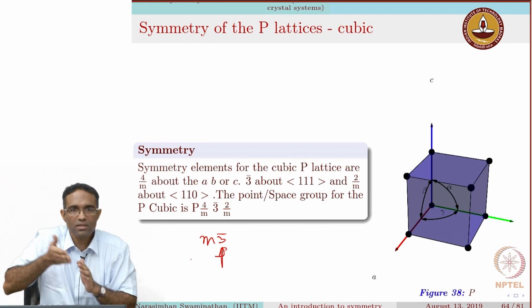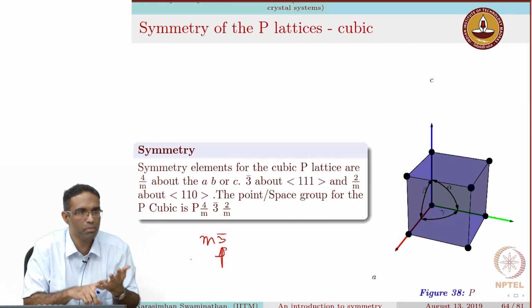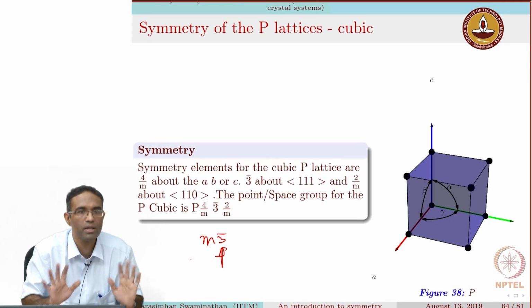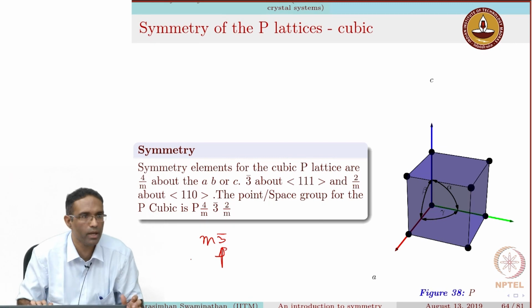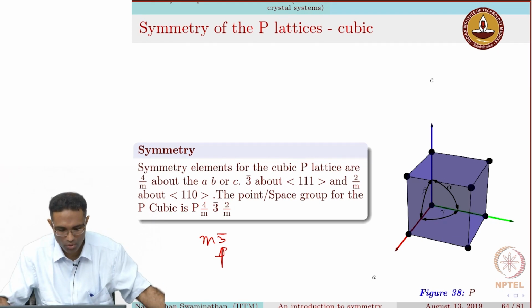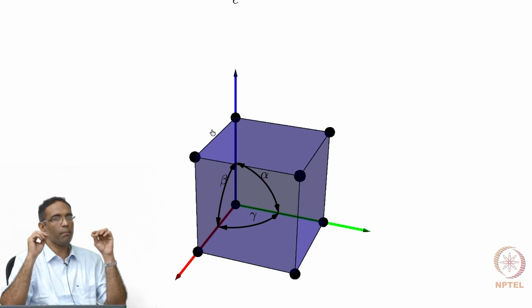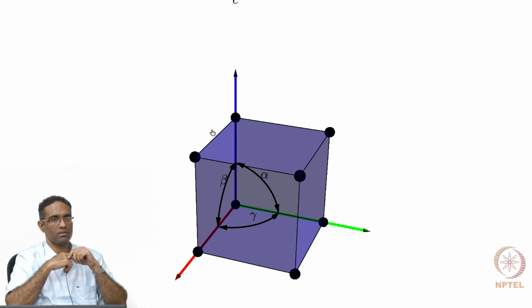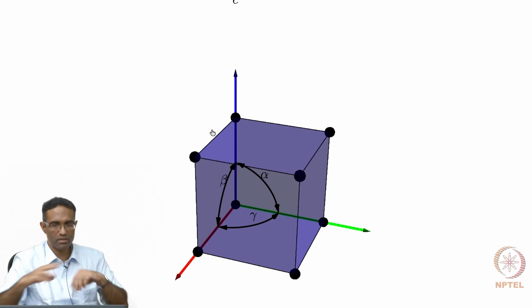So the next slot in the Hermann-Mauguin symbol cannot be referring to either A or B or C. It has got to refer to something non-equivalent to A, B or C. So in cubic systems, what will happen is, in simple cubic, if you look through the 1 1 1 axis, you will see that there is a 3 bar symmetry associated with that.